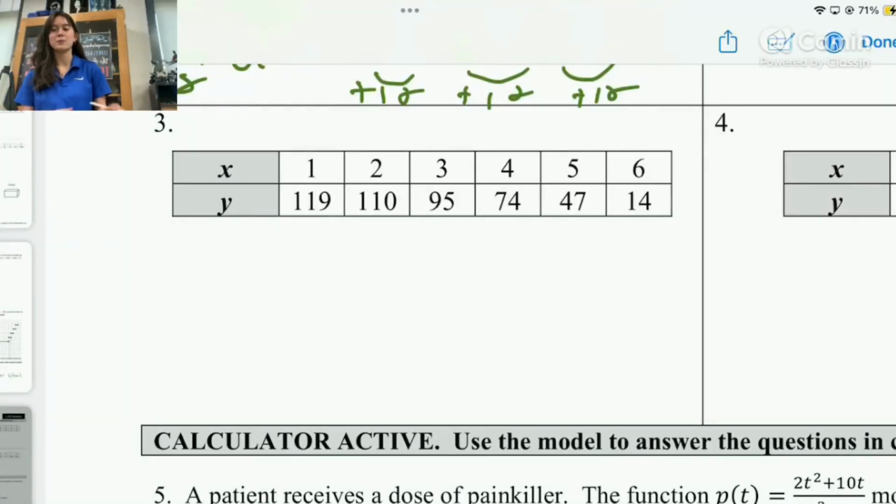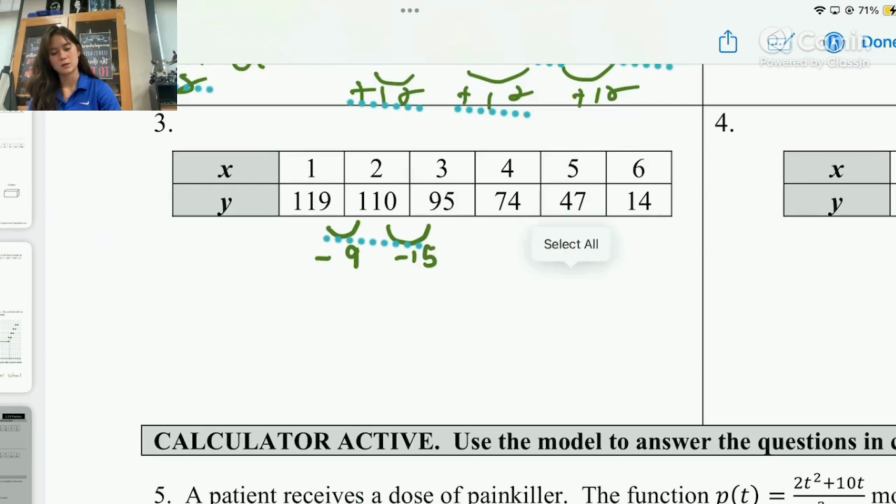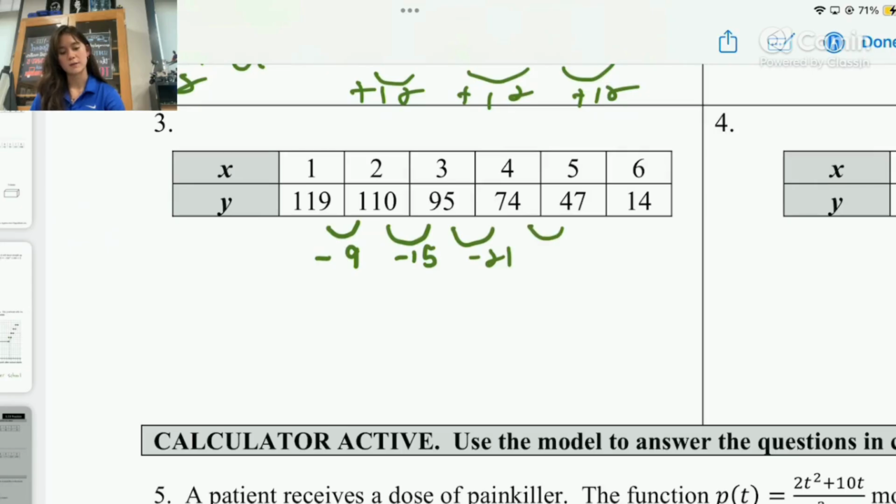All right, now we're going to do number 3, with 1, 2, 3, 4, 5, 6, 119, 110, 95, 74, 47, and 14. So with the y's, you're going to start with subtracting because it's going less than. So this one would be -9. And then from 110 to 95, it's -15. 95 to 74 is -21. 74 to 47 is -27. And then finally 47 to 14 is -33.